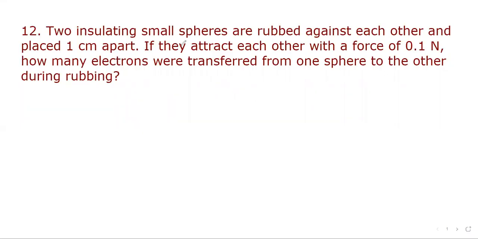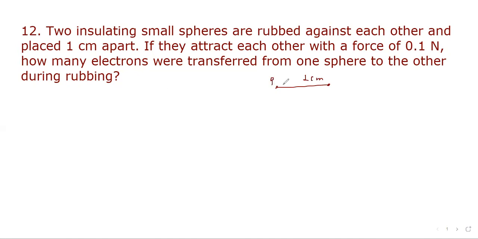Two insulating small spheres are rubbed against each other and placed 1 centimeter apart. If they attract each other with a force of 0.1 Newton, how many electrons were transferred from one sphere to the other during rubbing? So here, this separation is 1 centimeter.